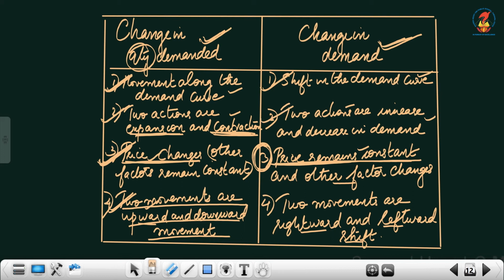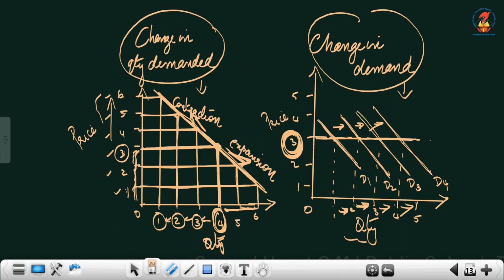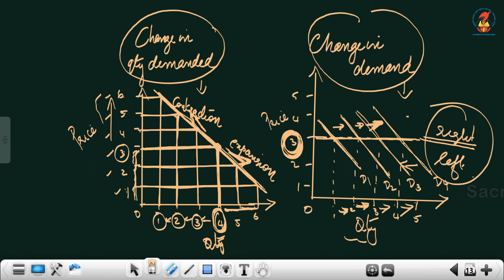Here, the two actions are increase and decrease in the demand. Increase in demand is represented as a rightward movement. The arrow mark is here. Now, if the taste and preference is less, he will demand less. That will be represented as a leftward shift. So, the demand curve can move to the right and it can also move to the left depending on the change in the taste and preference. If taste and preference is more, rightward shift. If taste and preference is less, leftward shift. So the two actions here are increase and decrease. Increase is represented by the arrow in this way, decrease this way.